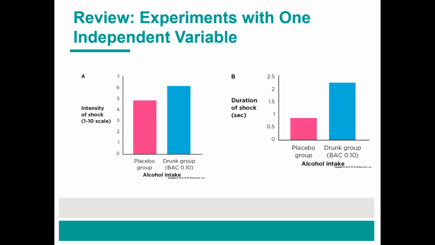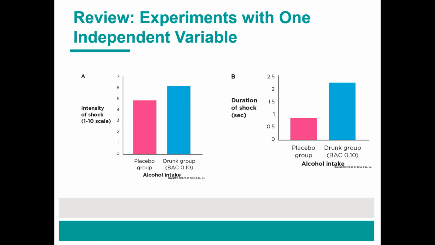Let's first review single independent variable studies. These are studies that simply manipulate one thing and see how that manipulation changes the outcome or dependent variable. Let's take a look at two studies that use this single independent variable design. The first is a study that tried to answer whether people are angry when they drink.